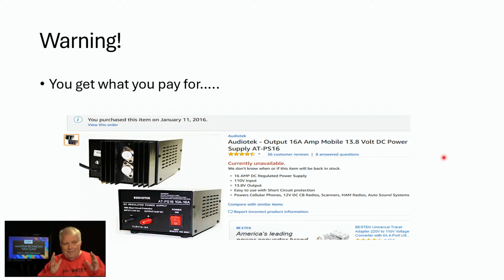So my point is, a power supply is really important in your station. Don't cheap out. Get a good one. And if you don't know what a good one is, ask a friend or somebody in the local ham club, and they'll steer you right. Don't buy on price. You will regret it, I can tell you.